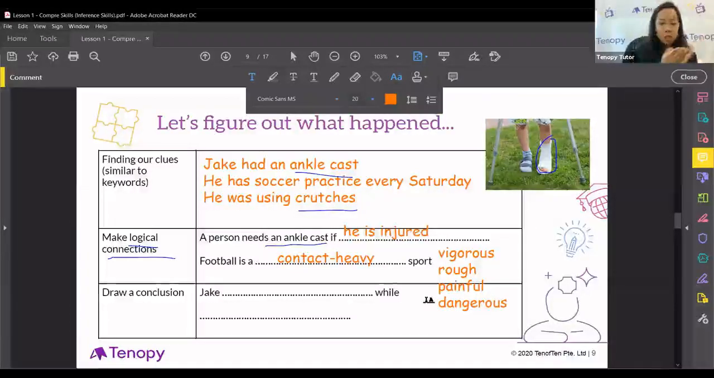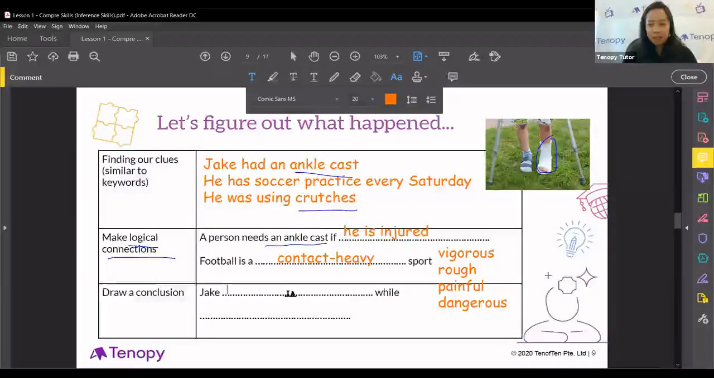So we know that Jake is injured, he plays football, which is a contact heavy sport. So now let's draw a conclusion on what exactly happened to Jake. Bethany has already drawn a conclusion. Well done. All right, how about the rest of you? So we know something happened to Jake. Can we try to guess what happened to him?